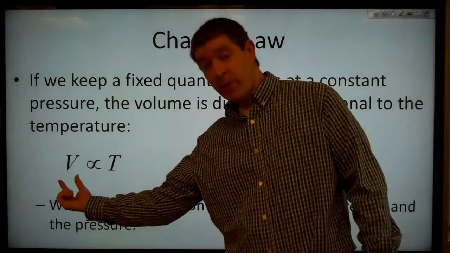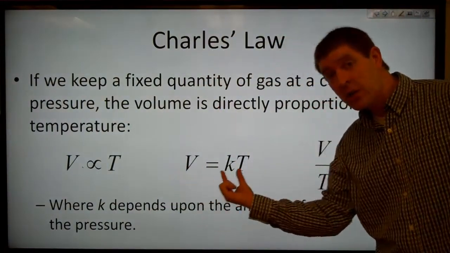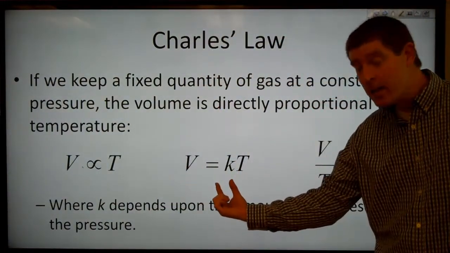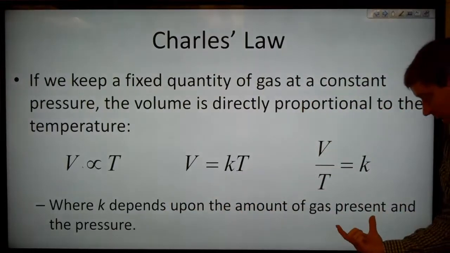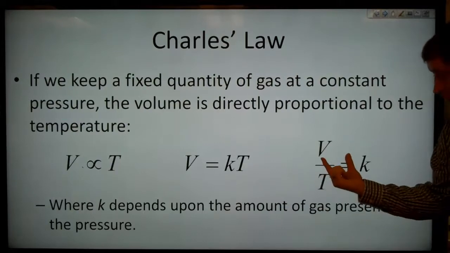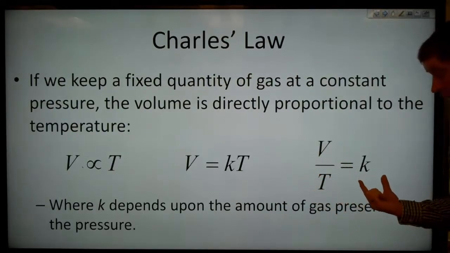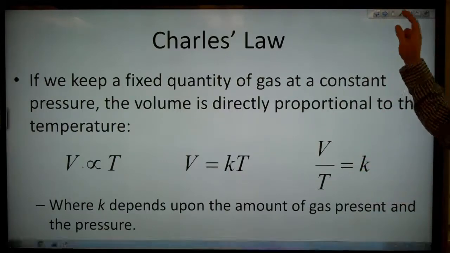So one way we can write that is volume is proportional to temperature. We can also write that as volume is equal to temperature times some constant K. That constant K depends on the amount of gas present, the number of moles, and the pressure. So we can also write that as volume over temperature is equal to some constant K. And you may see where I'm going with this.